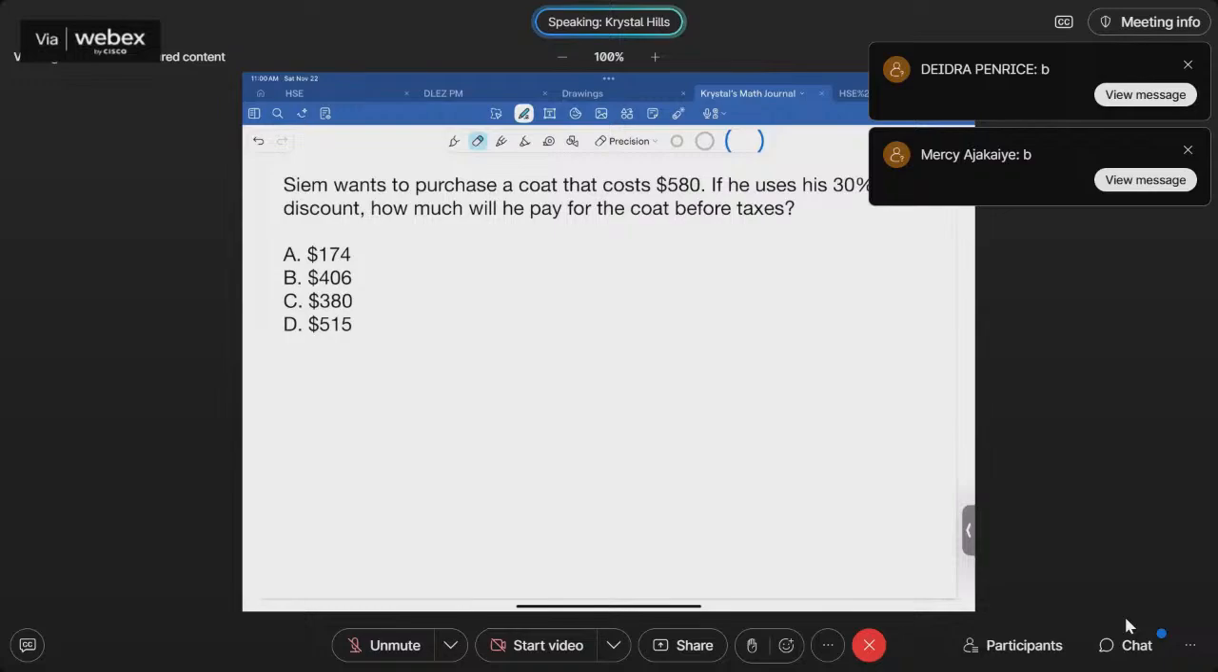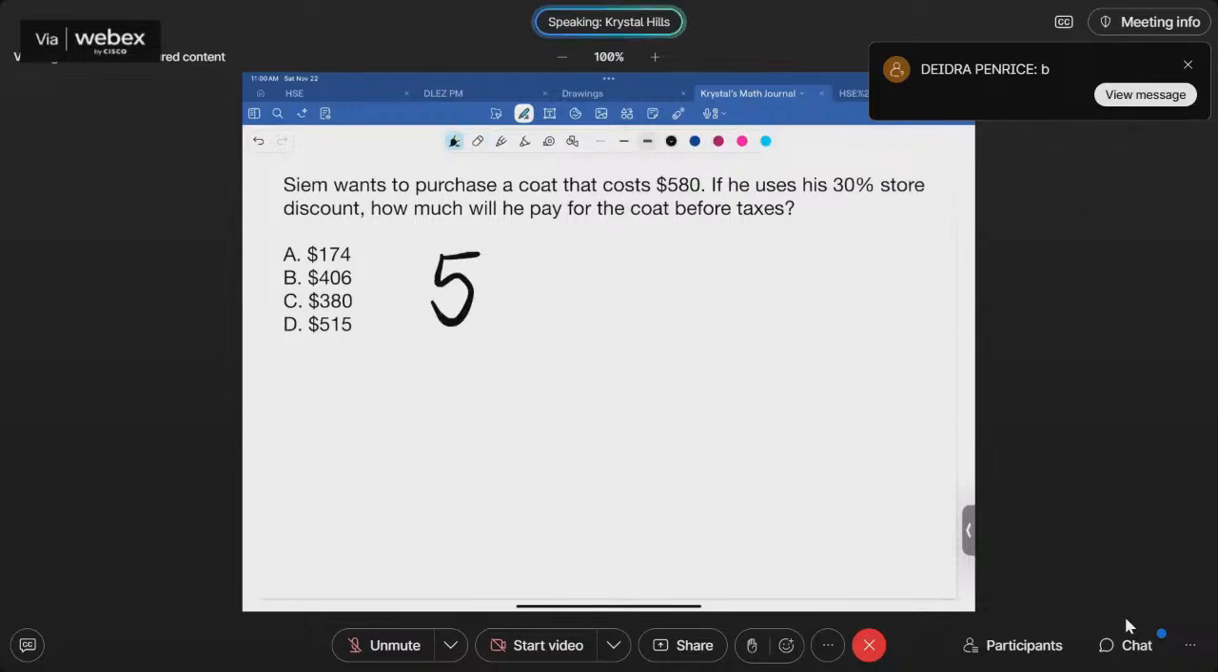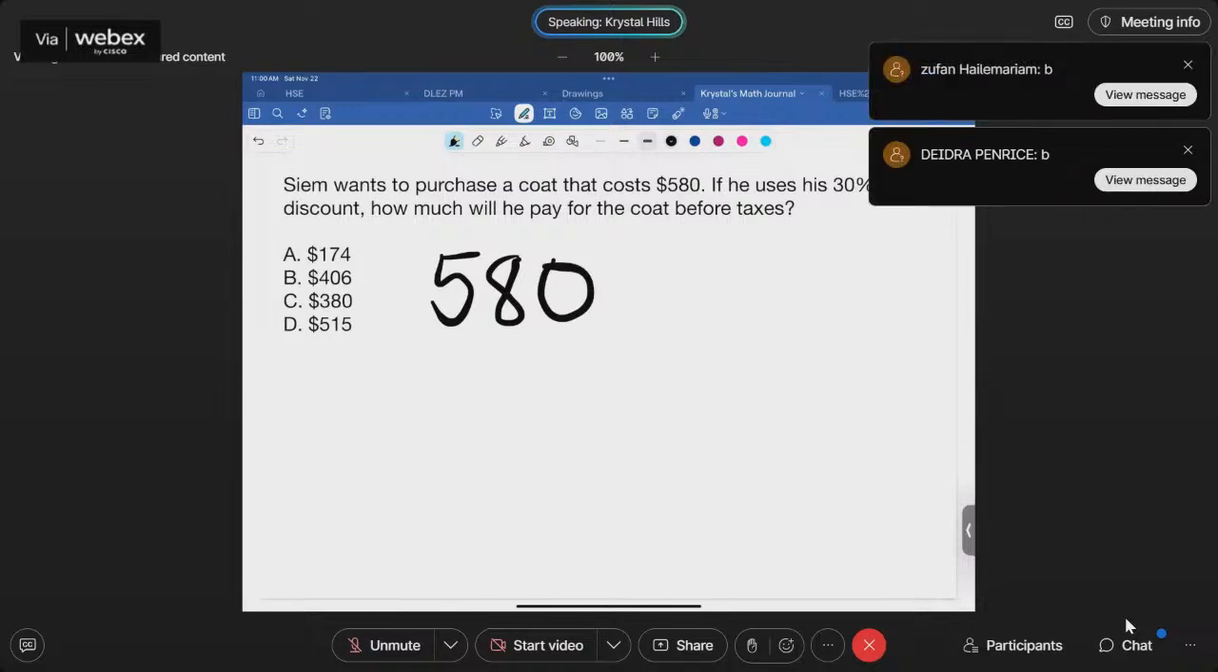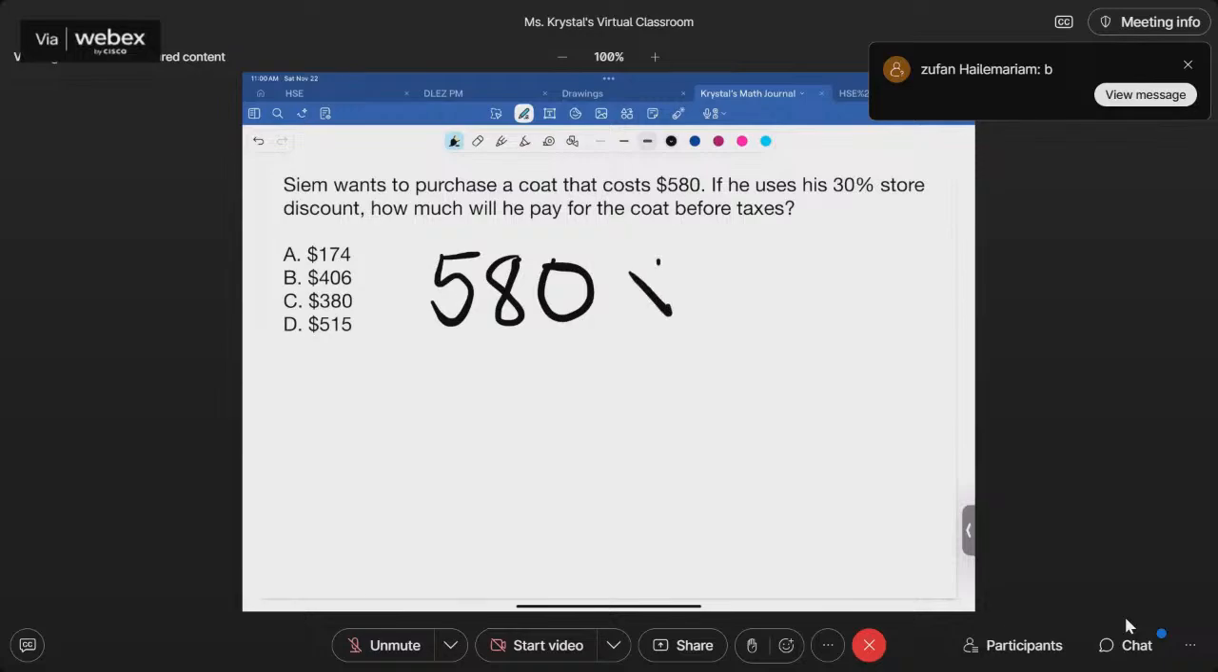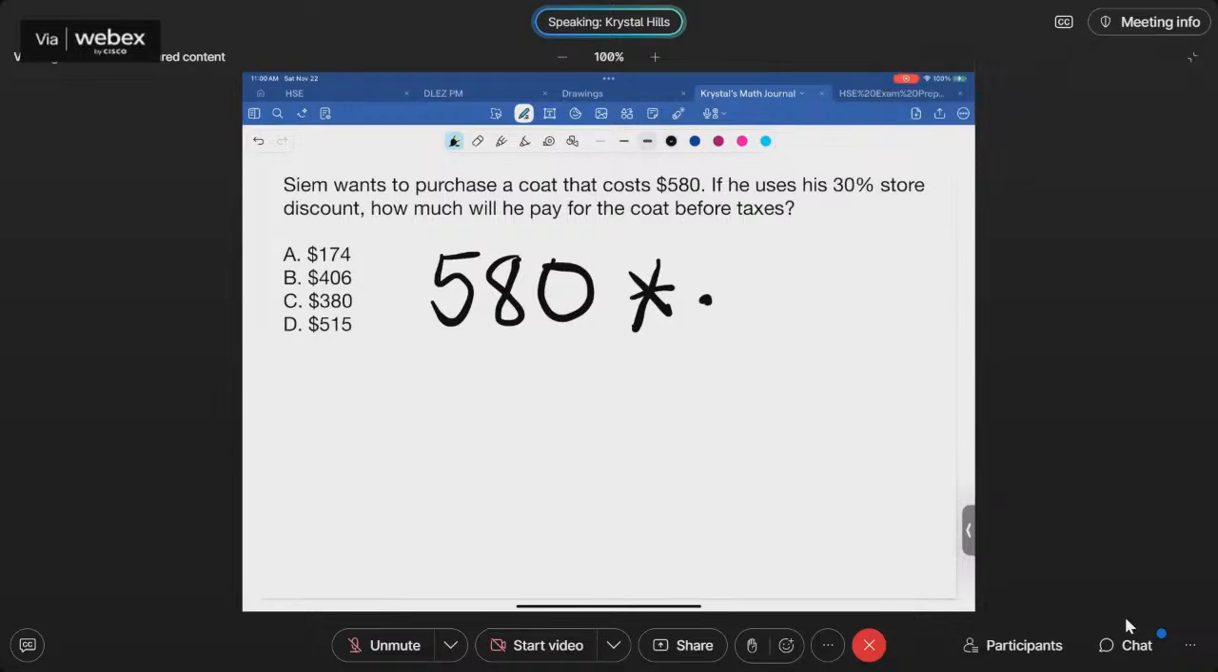All right, so we have a coat that costs $580. And CM wants to use his 30% discount. So we have to multiply 30% by this. But before we can do that, we must change 30% to a decimal, which is 0.3.